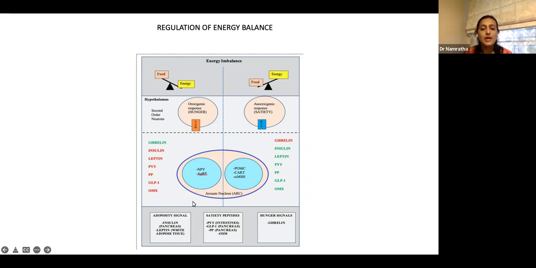So there could be various factors here. There could be defects in any of these hormones. There could be behavioral problems such as sleep and psychiatric conditions, which can affect the biological rhythm of these peptides and hormones, and ultimately affect the pathways, giving rise to obesity.